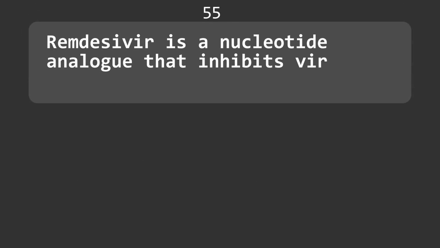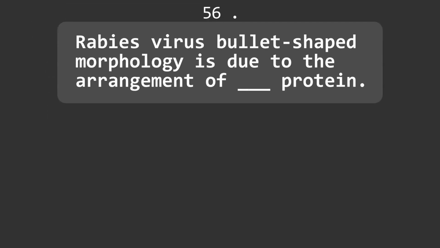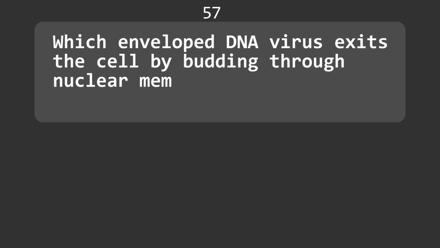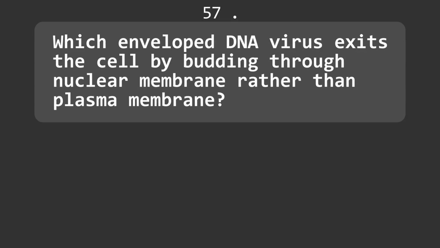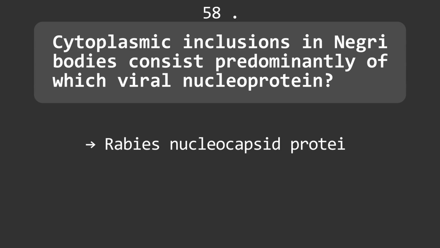Remdesivir is a nucleotide analog that inhibits which viral polymerase? RNA-dependent RNA polymerase. Rabies virus bullet-shaped morphology is due to the arrangement of which protein? Matrix M protein. Which enveloped DNA virus exits the cell by budding through the nuclear membrane rather than the plasma membrane? Herpes viruses. Cytoplasmic inclusions in Negri bodies consist predominantly of which viral nucleoprotein? Rabies nucleocapsid protein.